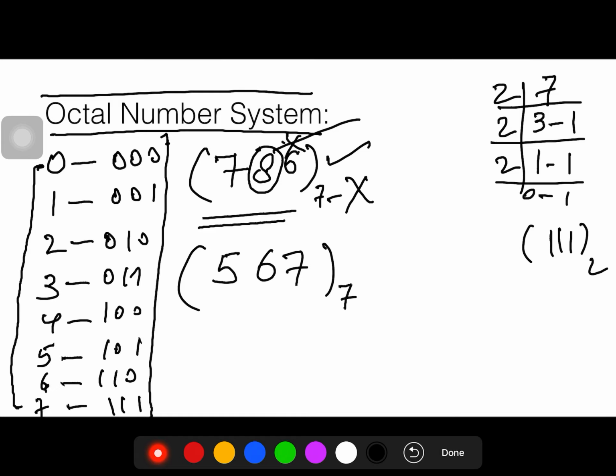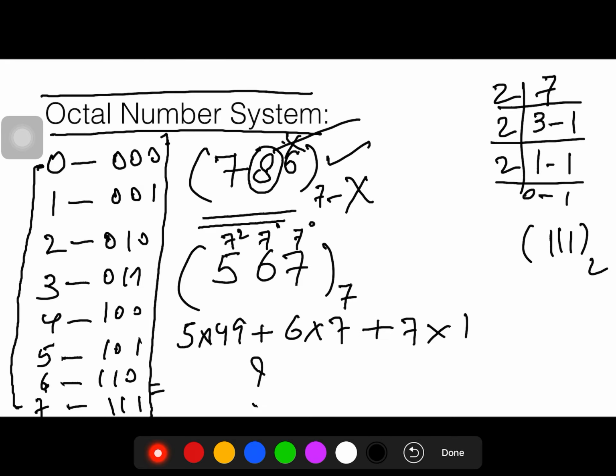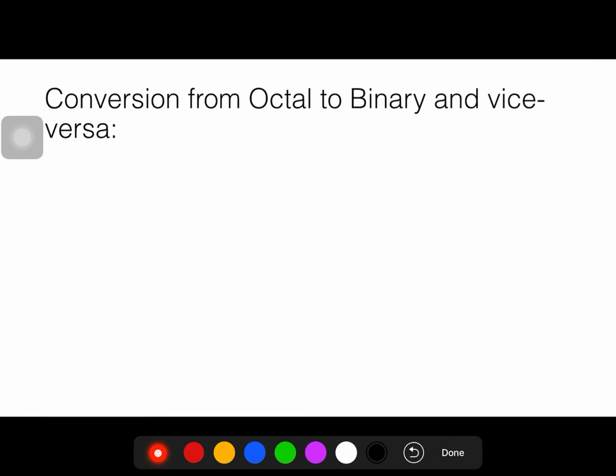Now in order to convert the octal number to decimal, we take the addition of the product of face value and place values, which is 7 raised to power 0, 7 raised to power 1, 7 raised to power 2, which is 5 into 49 plus 6 into 7 plus 7 into 1. You can compute this answer. This would be the answer in decimal.